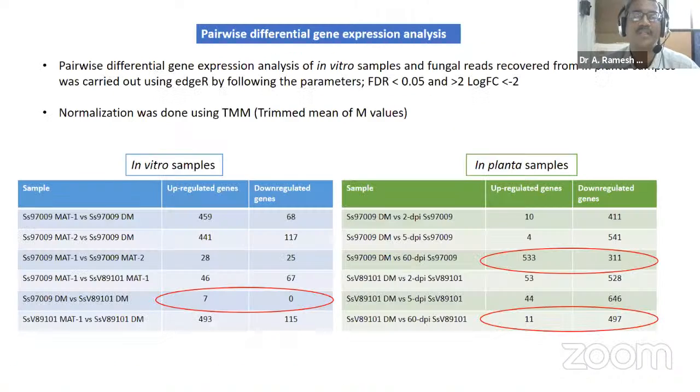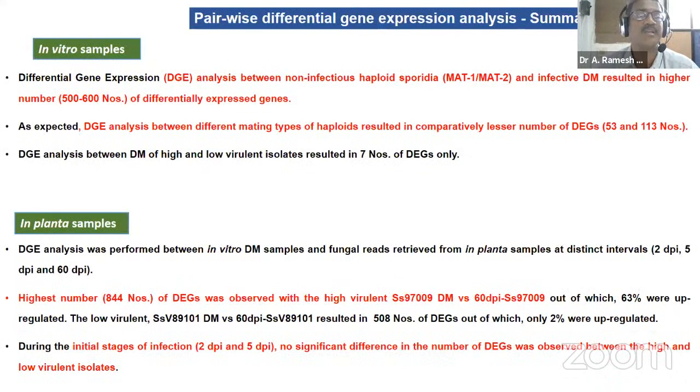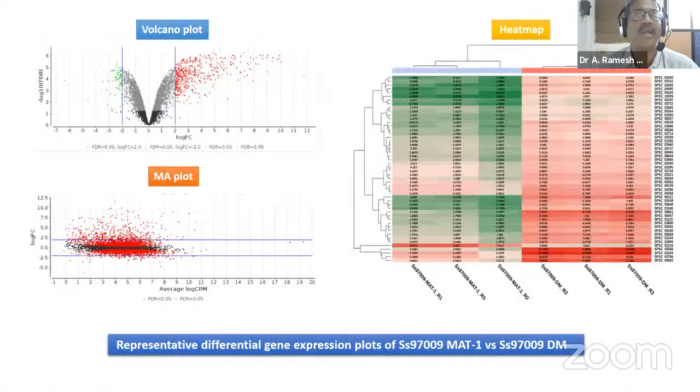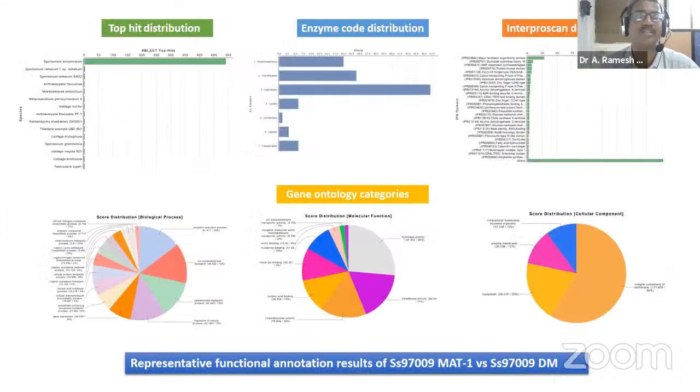And we did the DGEs, that is, differential gene expression between pairwise combinations. This is the summary of our pairwise differential gene expression results. This is a volcano plot which shows the upregulated ones in red, the downregulated ones, and the neutral ones, and which also gives statistical significance. And this is the heat map profile of the DGE data set we have developed.